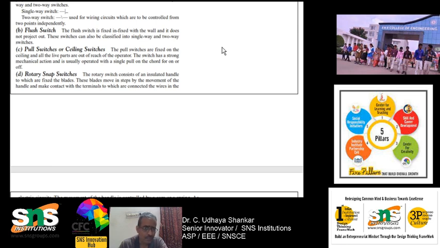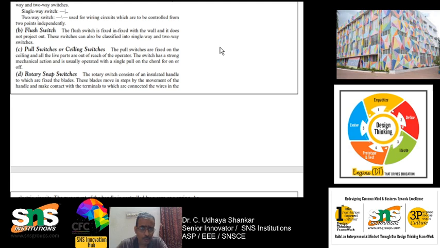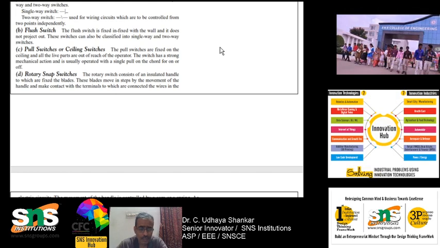A surface switch is nothing but a switch which is mounted directly, or fixed over the surface of the wall. Such switches project out of the surface of the wall, and there are two types: the single way switch and the two-way switch, used for wiring circuits. For example, a two-way switch is used for wiring circuits which have to be controlled from two different points independently.